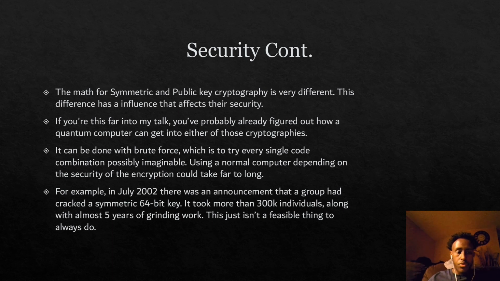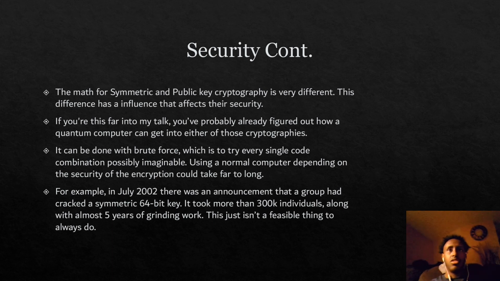The math for symmetric and public key cryptography is very different. The difference has an influence that affects their security. If you're this far into my talk, you've probably already figured out how a quantum computer can get into either of those cryptographies. It can be done with brute force, which is try every single code combination possibly imaginable using a normal computer, depending on the security of the encryption, could take far too long.